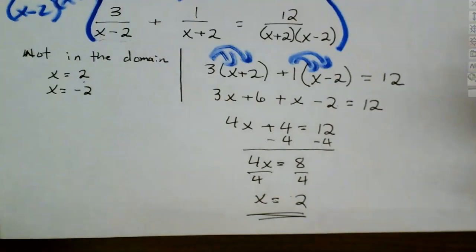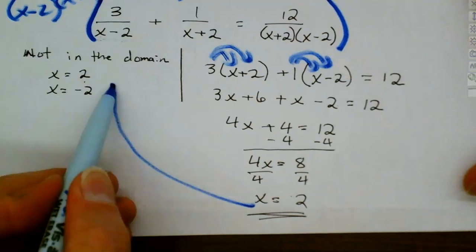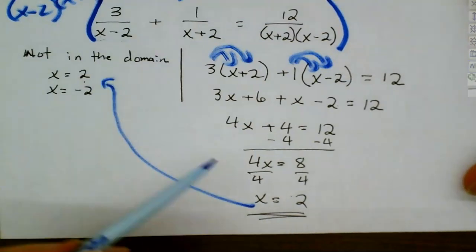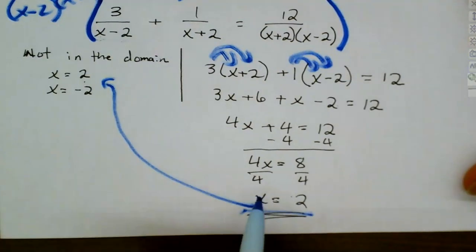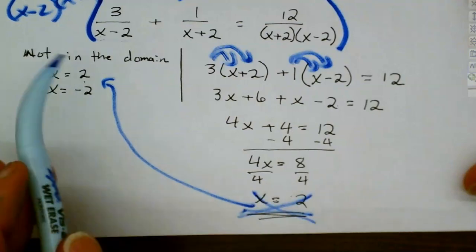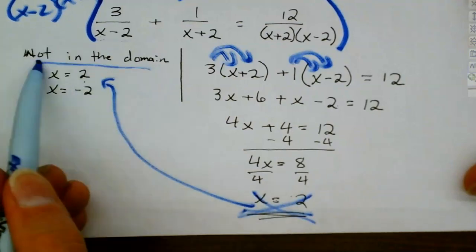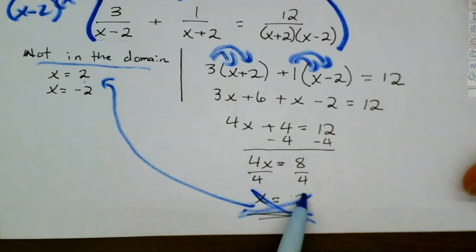2. Now, is 2 going to be an answer? No. Why is 2 not going to work? Because we have to take this and check it over here. Well, 2 is not going to work. Why not? Because it is not in the domain. Okay, so we got an answer, but it doesn't work.